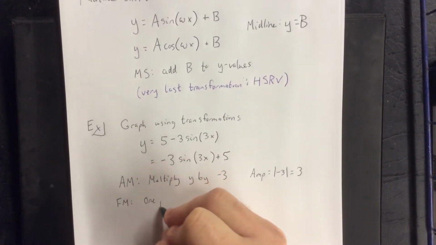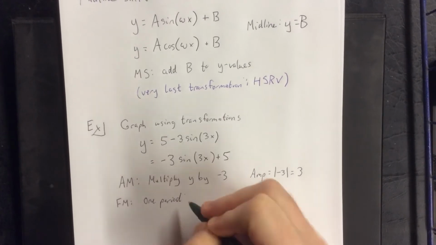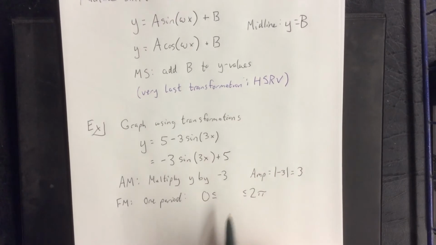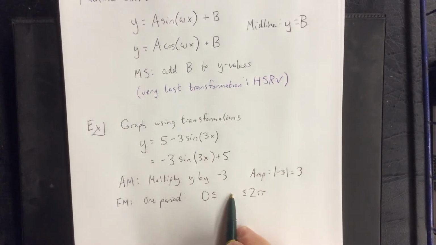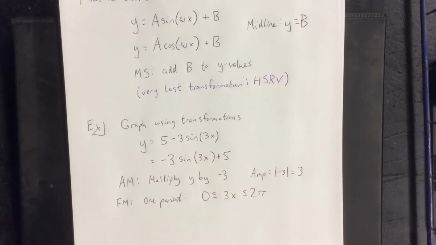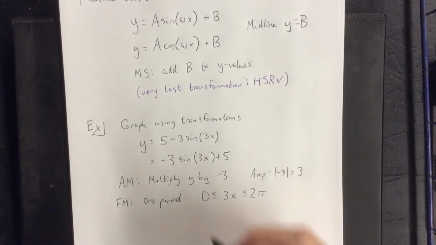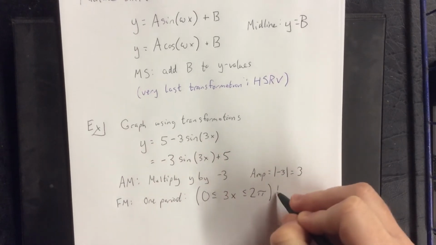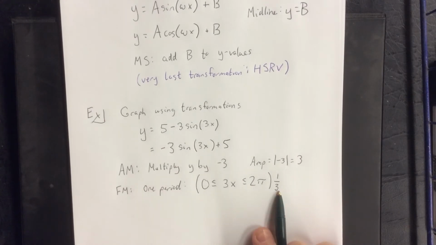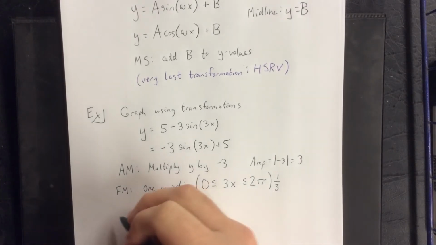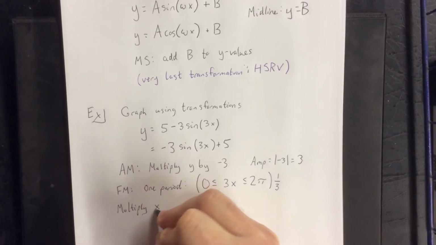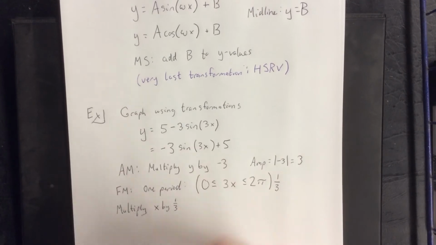we'll take a look at one period. And note that one period will go from 0 to 2 pi. The thing that goes inside here will be our angle. Our angle in this case is 3x. Whatever step of algebra I do to solve this, that'll be the same as what I do for my transformation. So the one step of algebra is going to be multiply by 1/3. So multiply x by 1/3.